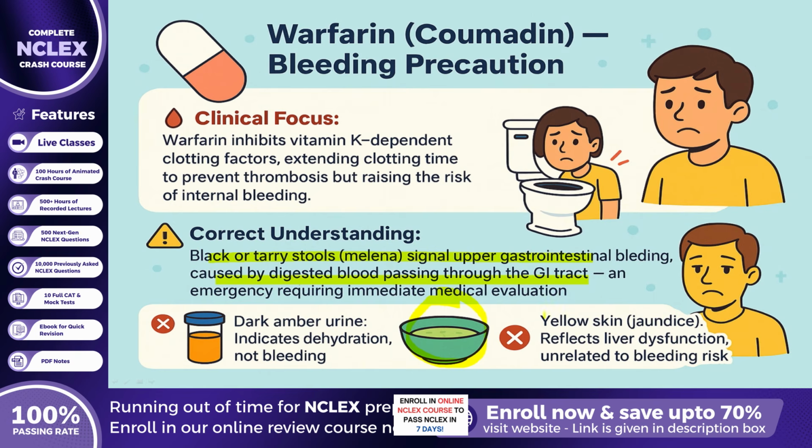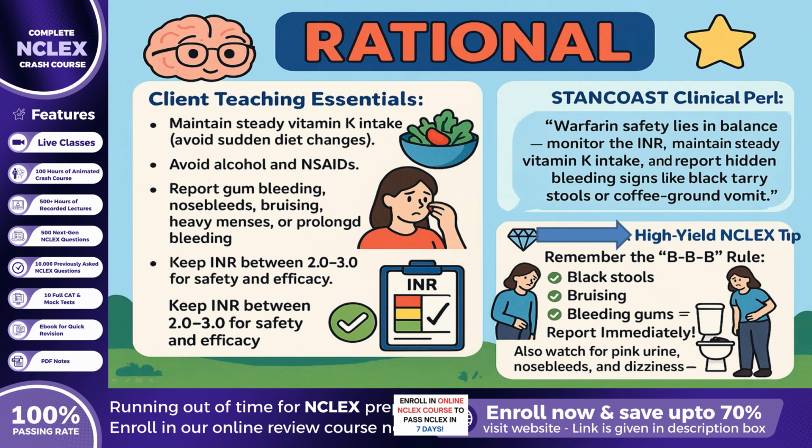Lastly, jaundice, described in option D, reflects liver dysfunction or bile duct obstruction, not active bleeding. Although warfarin is metabolized by the liver, jaundice would not be the primary indicator of bleeding risk. Clients taking long-term warfarin must be educated to maintain consistent intake of vitamin K-rich foods, avoid excessive alcohol consumption, and promptly report any signs of abnormal bleeding, such as gum bleeding, nosebleeds, heavy menstrual flow, easy bruising, or prolonged bleeding from minor cuts.